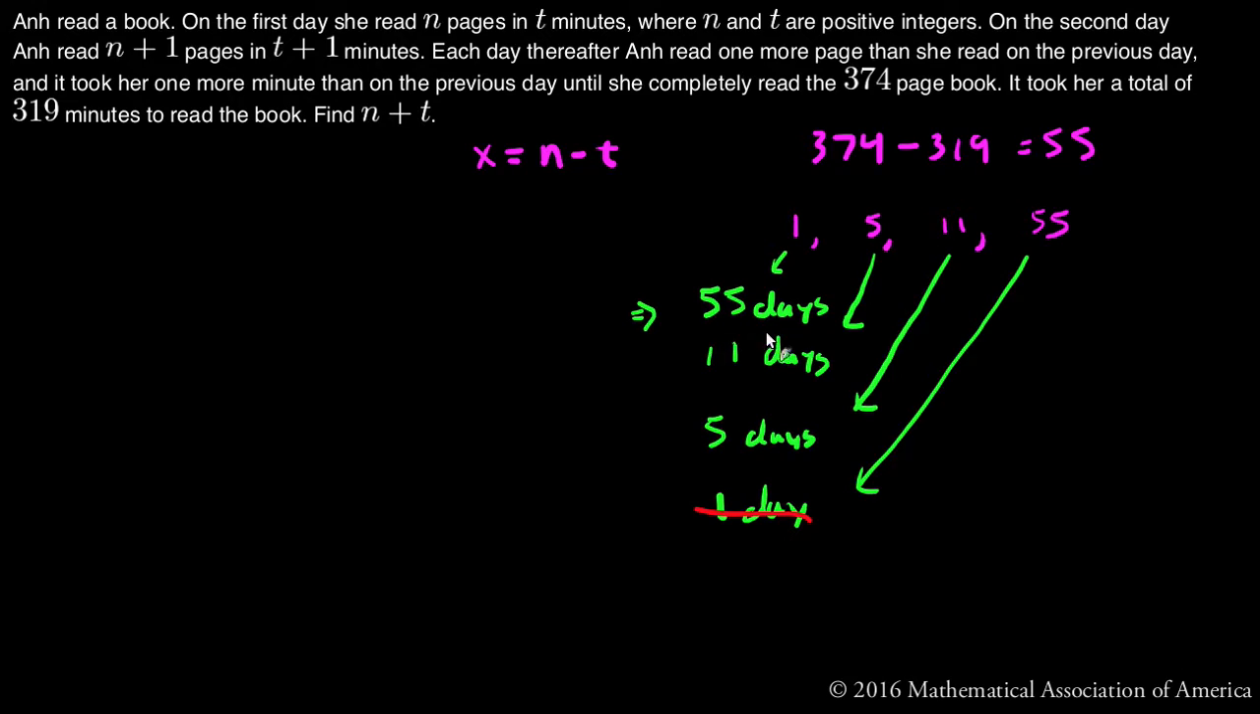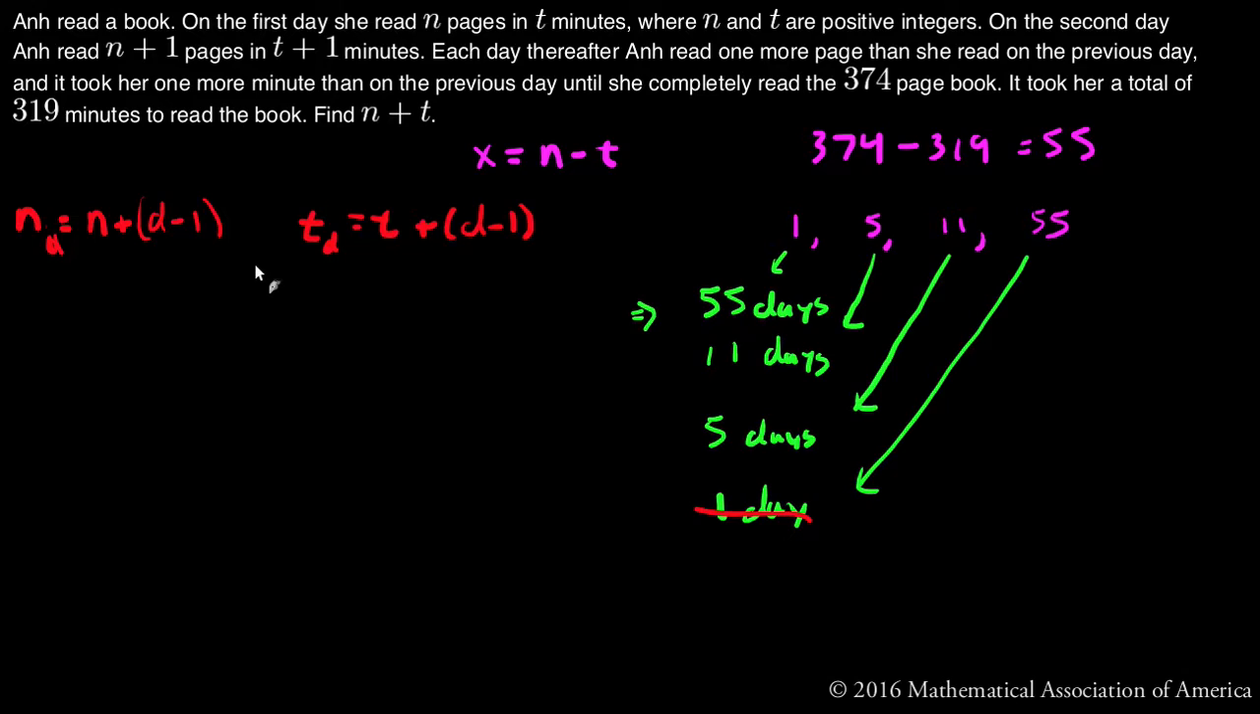And now we look at this. So we know that it took one of these number of days. The number of pages read per day and the number of minutes read per day both form arithmetic sequences. So n sub d for that day equals n plus d minus 1. When d is 1 on the first day, 1 minus 1 is 0, we just end up with n. We know that the number of minutes, t sub d for that day, is going to be that starting value of t plus d minus 1.